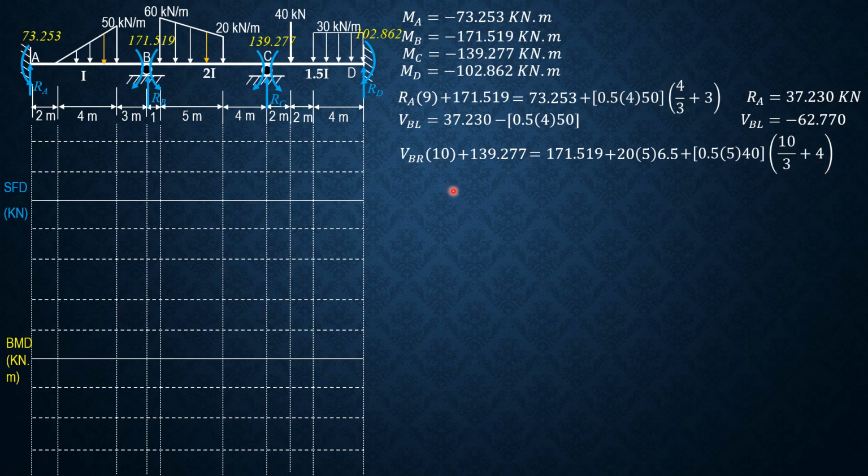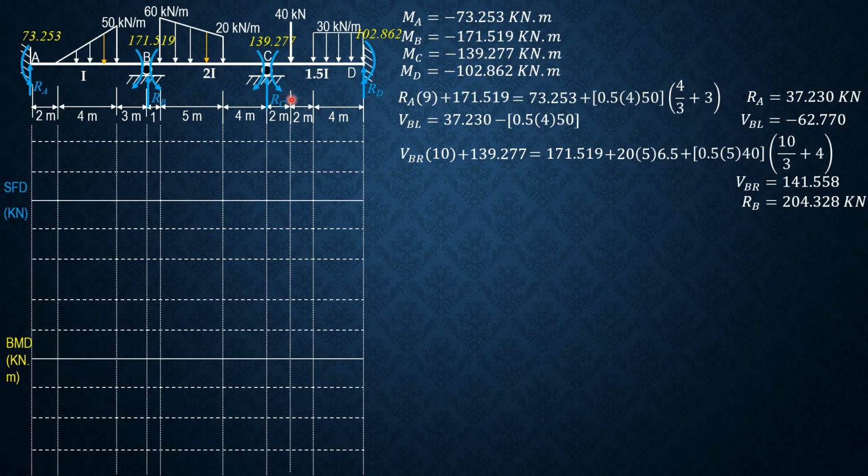So solving for shear at B just to the right, it is equal to 141.558 kilonewtons. Therefore, reaction at B is 141.558 plus 62.77. Don't mind the sign, you just add. So R sub B is 204.328 kilonewtons.